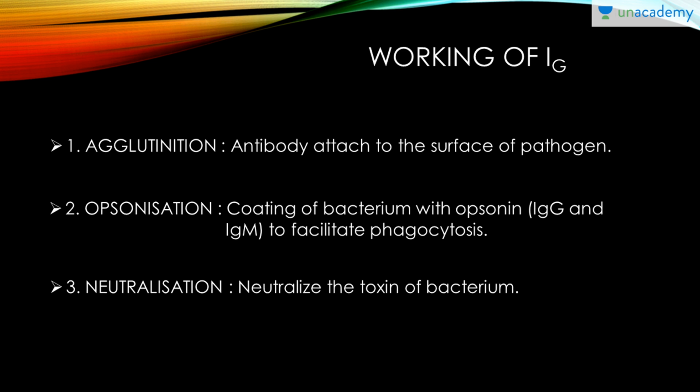At first there will be agglutination, that is the attachment of the antibody on the surface of the pathogen or the antigen. Suppose here the bacterium is the pathogen. The antibody goes and attaches to the surface. This process is agglutination. Clear? Next, opsonization. Now that it gets attached, it will start secreting some substance called opsonin. That is basically composed of IgG and IgM. I'll be discussing it in the next slide. Just have patience.